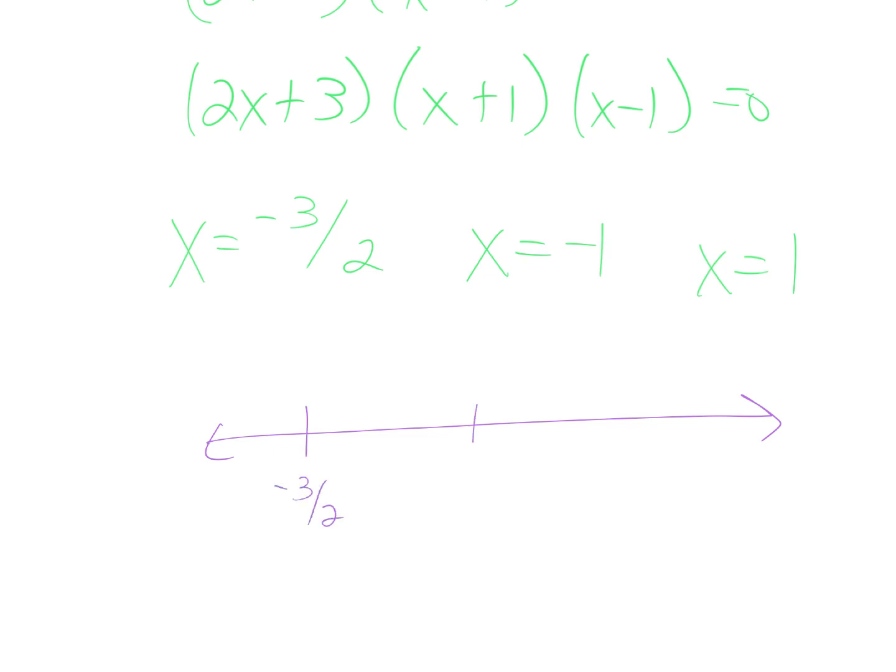Negative 3 over 2, negative 1, and 1. What kind of dots do I have at all 3 of those? Open. And then we're going to test points to see which way that we shade. I'll do that right now in the video, and then I'll post it.